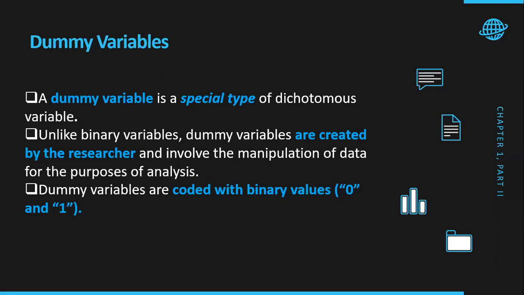So let's recap. We learned in the last lecture video that a dummy variable is a special type of dichotomous variable. Unlike binary variables, dummy variables are created by the researcher and involve the manipulation of data for the purposes of analysis. Dummy variables are coded with binary values, which include 0 and 1. So I really, in this video, want to hone in on this second point, which is the fact that dummy variables are created by the researcher and involve the manipulation of data for the purposes of analysis. So I want to do a quick demonstration toward the end of this video that helps you to really understand what this whole process of creation and manipulation looks like.